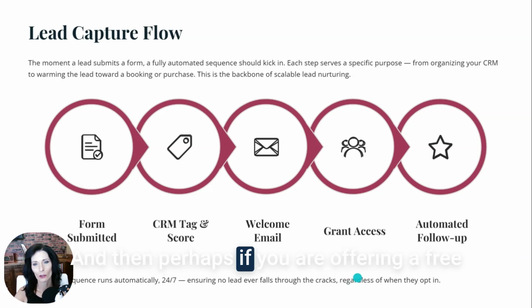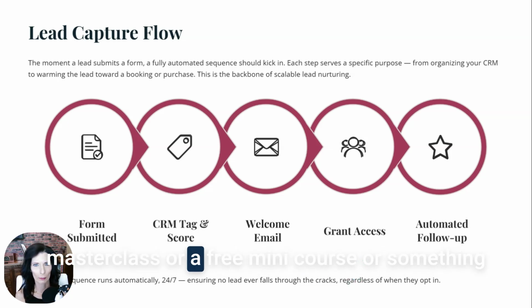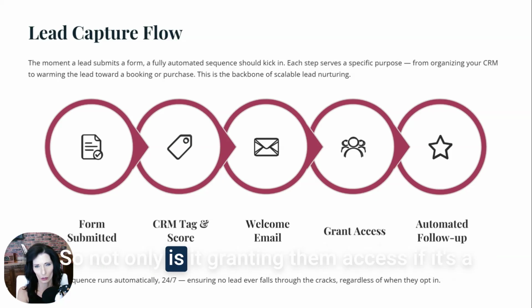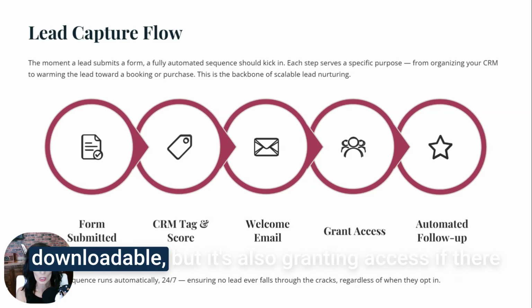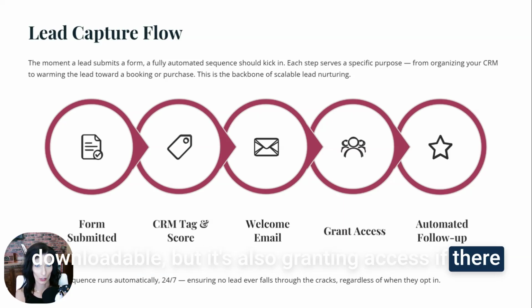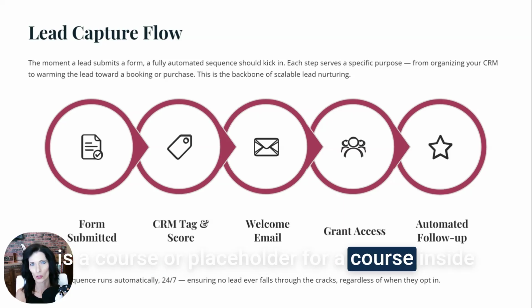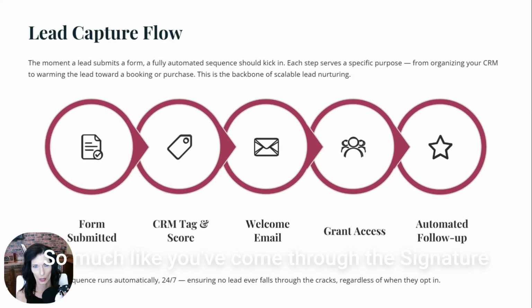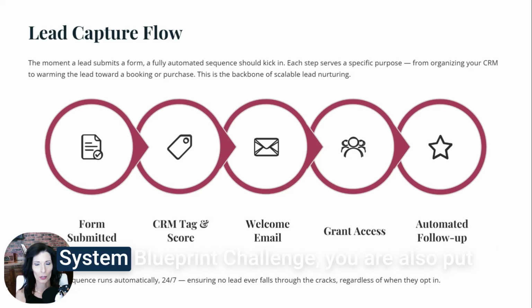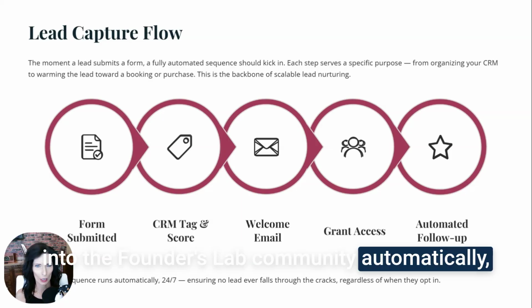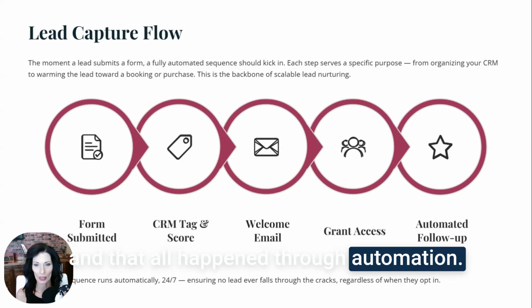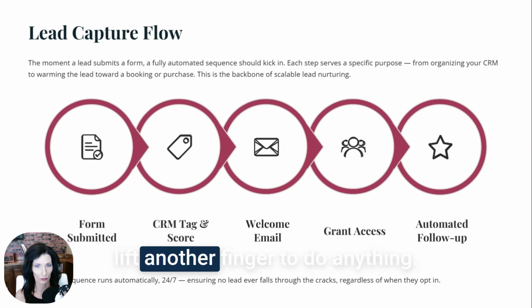And then perhaps if you are offering a free masterclass or a free mini course or something like that, it also grants them access. So not only is it granting them access if it's a downloadable, but it's also granting access if there is a course or placeholder for a course inside your system. Maybe it's also a community. Much like you've come through the Signature System Blueprint Challenge, you were also put into the Founders Lab community automatically, and that all happened through automation. I set it up once and I didn't have to lift another finger. That's what you want to set up in your business.